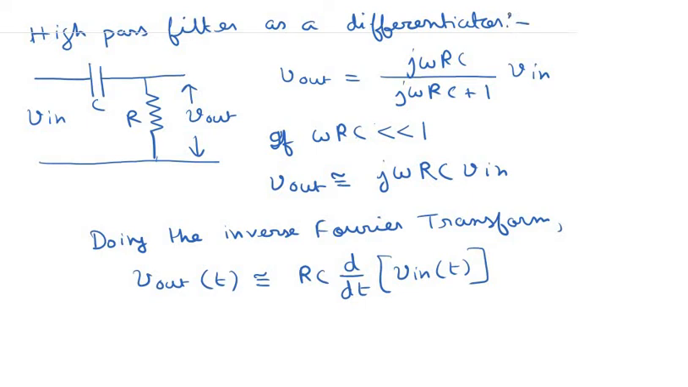Okay, so we will later see more accurate ways of constructing differentiation and integration operations using circuits when we study op-amp. So right now the low pass and the high pass filter can act as an integrator and a differentiator if certain conditions are met. So we are done with filters for the time being, of course.